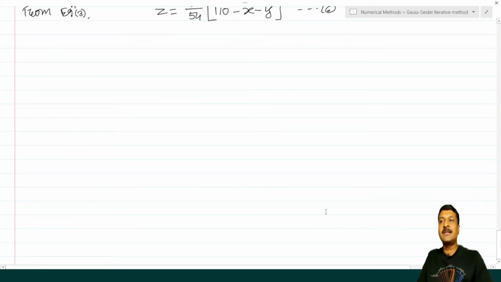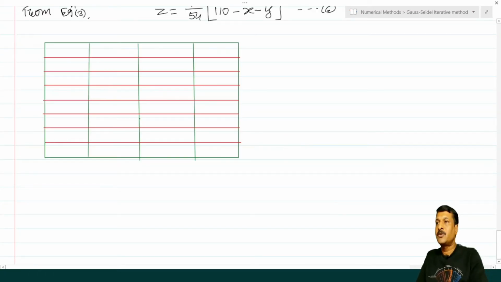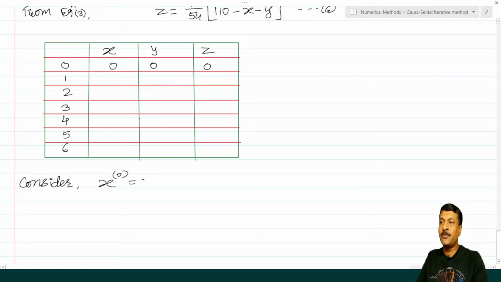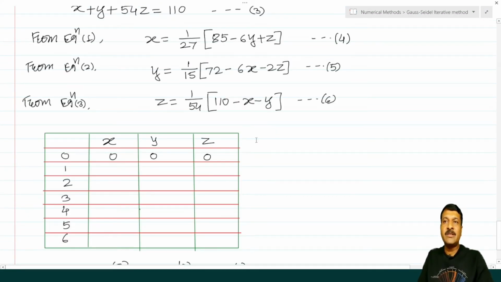Again you consider a table with position that we know. So here the values of x, y, z I want to find. Here the position initial, then 1, 2, 3, 4, 5, 6, 7, 8, 9 like that. So initially always solution is 0, 0, 0, and that is why consider x at 0 position 0, y at 0 position 0 and z at 0 position 0. Note that we have this equation 4, 5, 6. So to find x I will use equation 4, to find y I will use equation 5, to find z I will use equation 6.